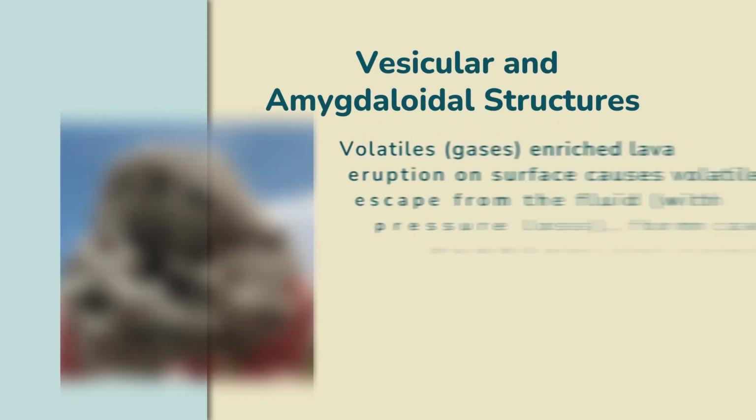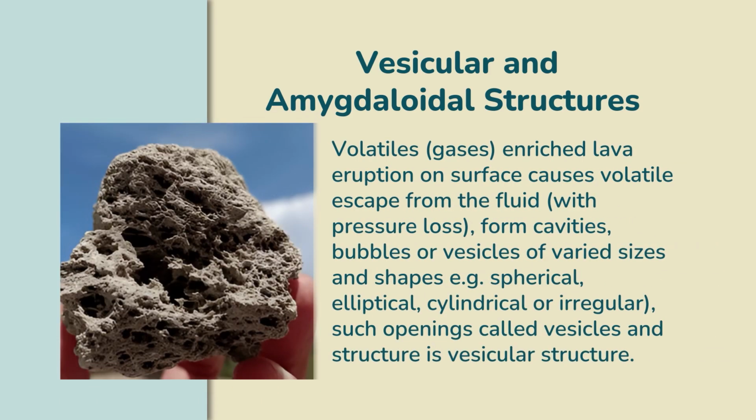Whereas texture is a smaller feature. It cannot be seen without the aid of a microscope. So texture can be seen or studied only under the microscope, whereas structure can be seen with unaided or naked eyes. Broadly speaking, the vesicular and amygdaloidal structures are the two important structures.